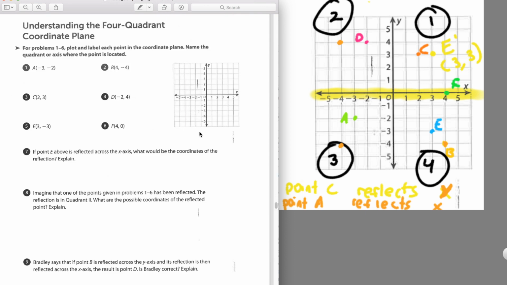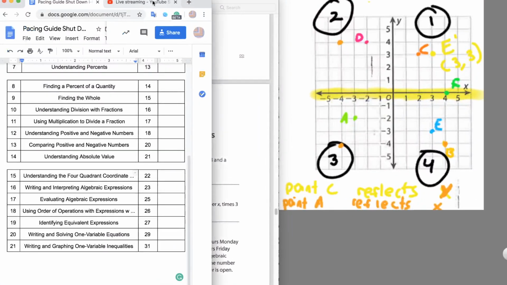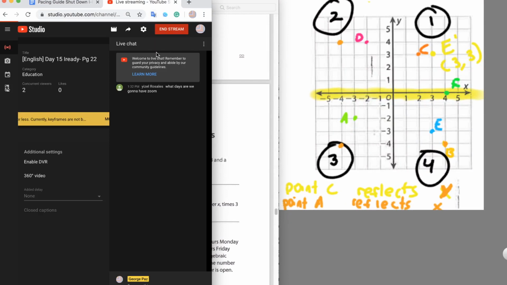Now that's it for page 22. That's it for all of your work you had to do away from home. But next week, we're going to have Zoom meetings on Tuesday and Thursday.